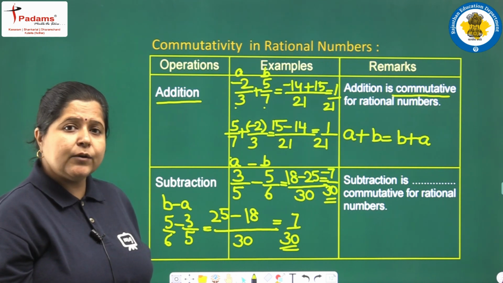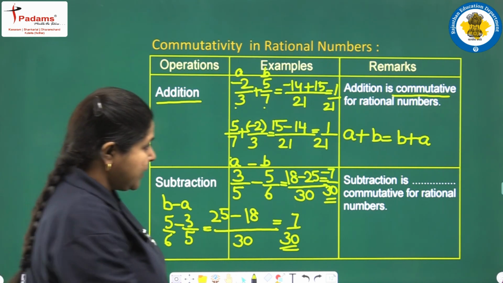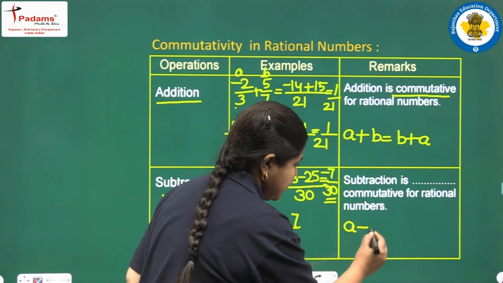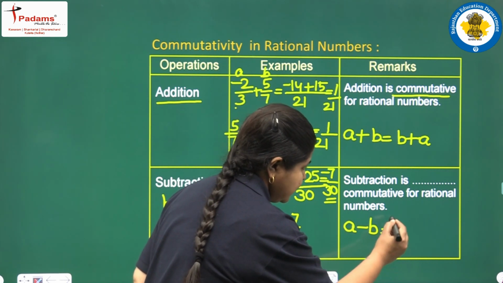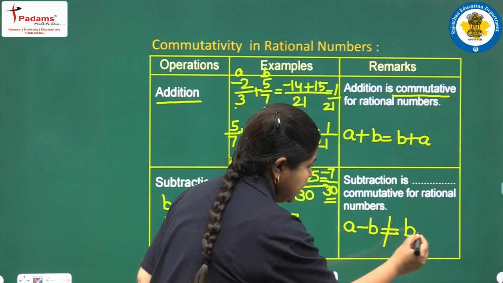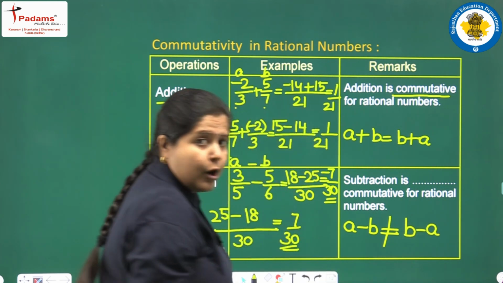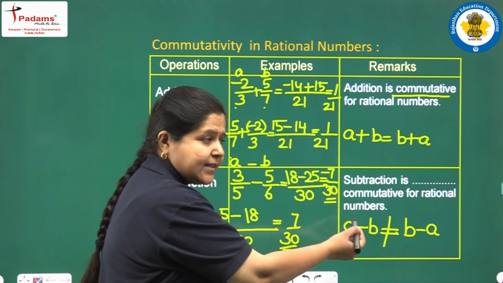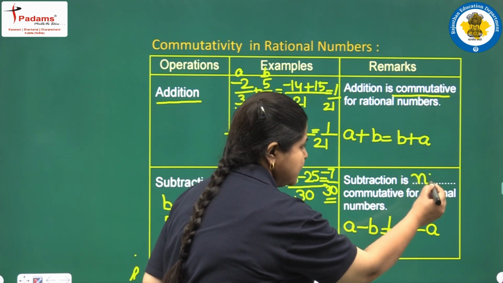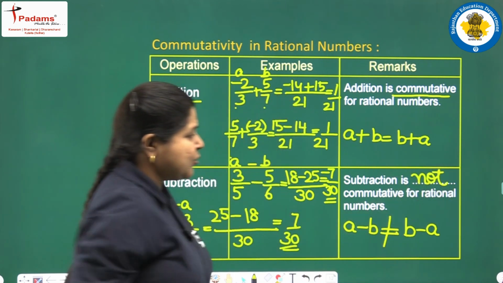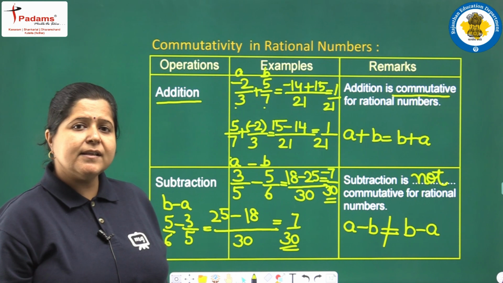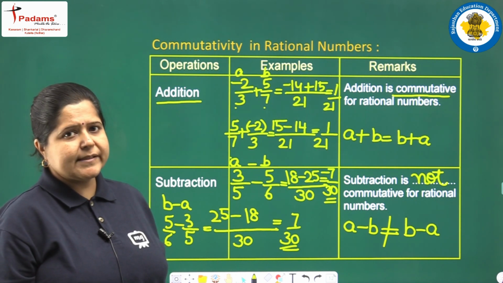They are not equal. So here a minus b is not equal to b minus a, or we can say subtraction is not commutative for rational numbers. I hope it is clear.